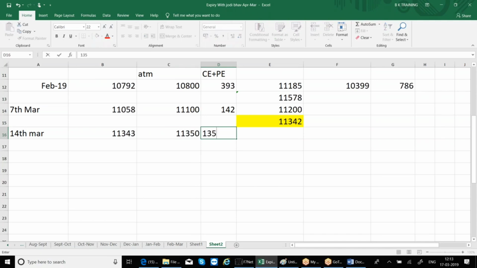Right? What was the high of yesterday's market? 135. Why did I get that? Open low, did not break. What was my R1? 135. This was the high of yesterday, that is Friday.